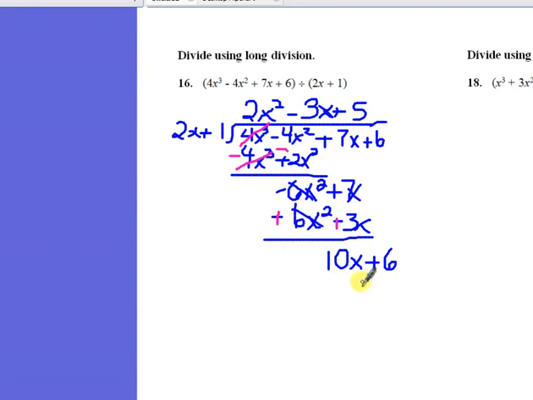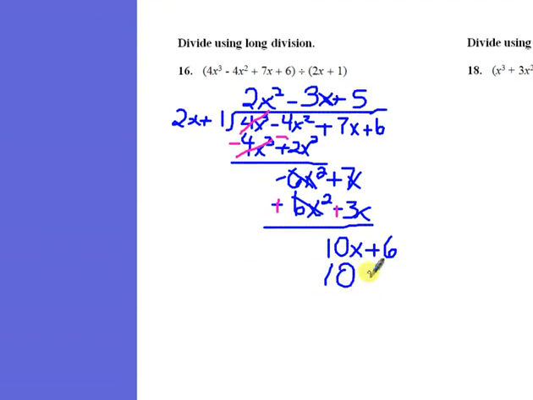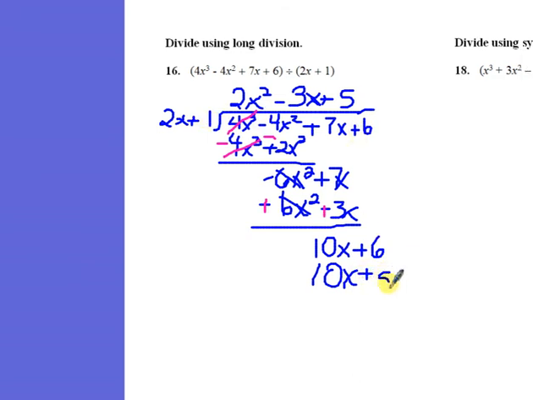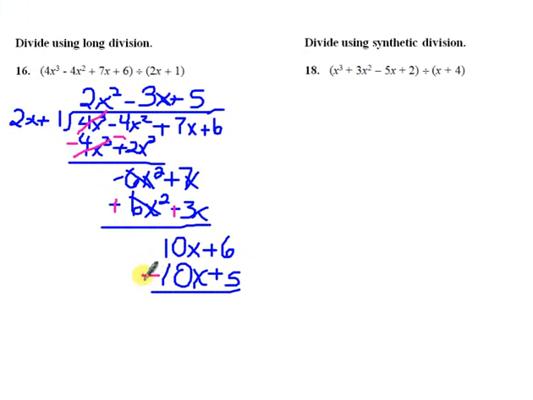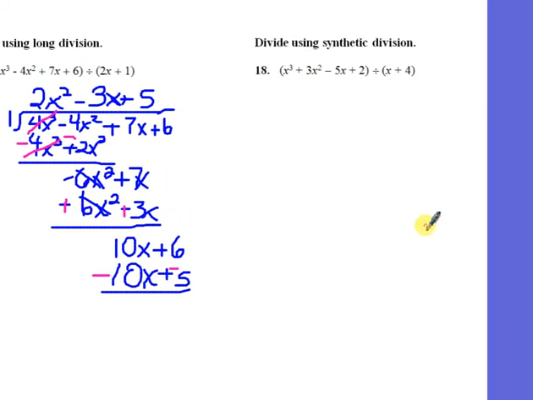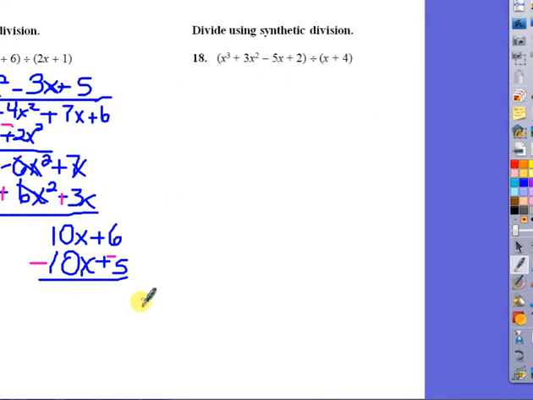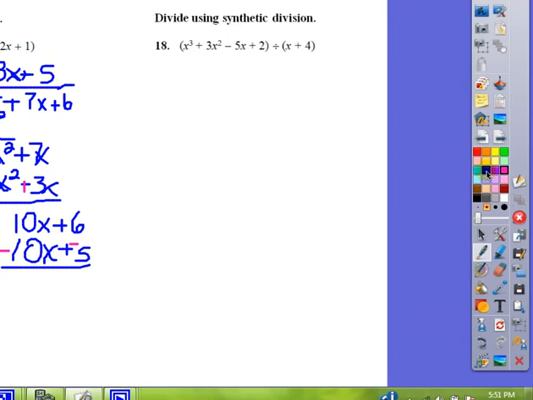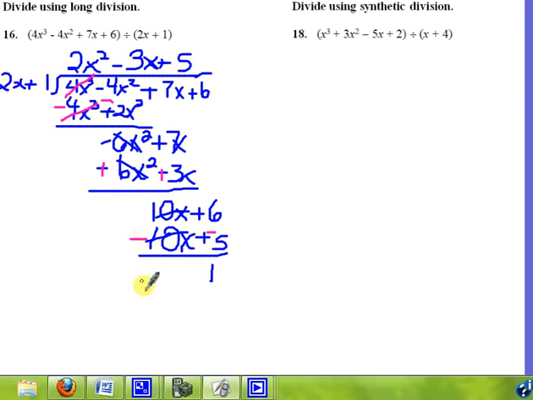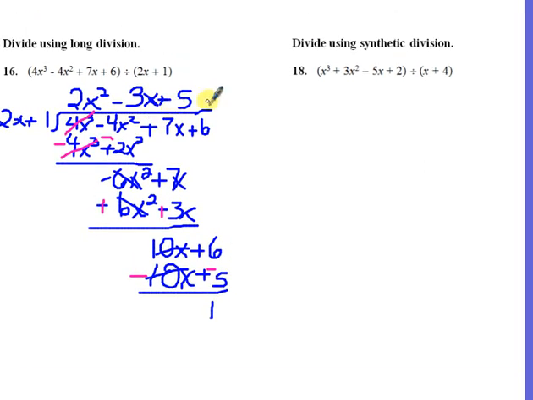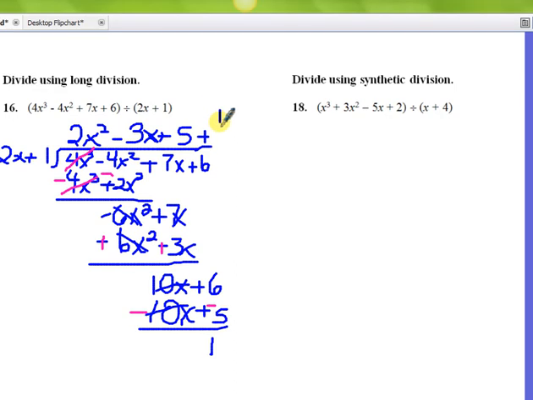Again, now we're going to multiply. 2x times 5 is 10x, and 1 times 5 is 5. And again, I'm not just subtracting the first part of this, I'm running a negative through the whole bottom row and combining, actually adding. So these will strike out, and I'm going to be left with a 1. That 1 is the remainder. And here's how we're going to do our remainders: we're going to put that 1 back over the divisor, which is 2x plus 1.